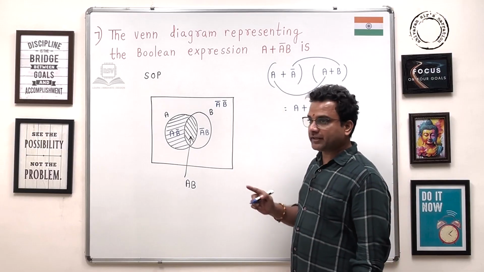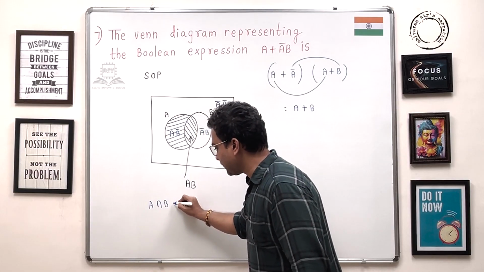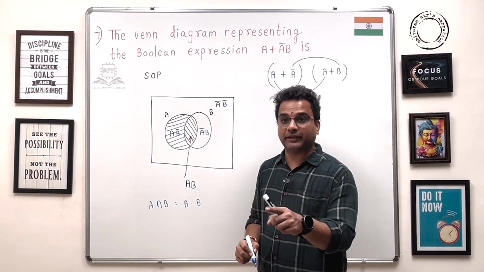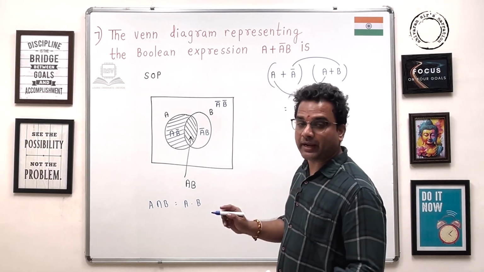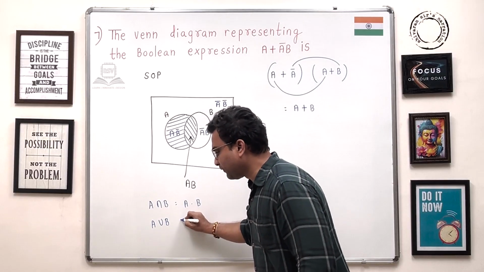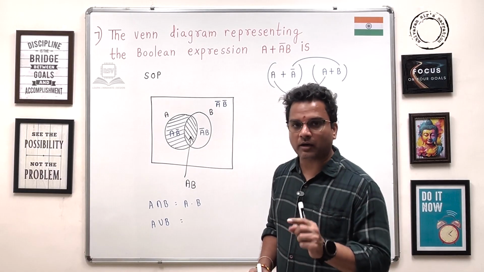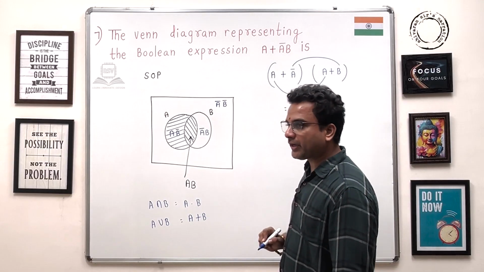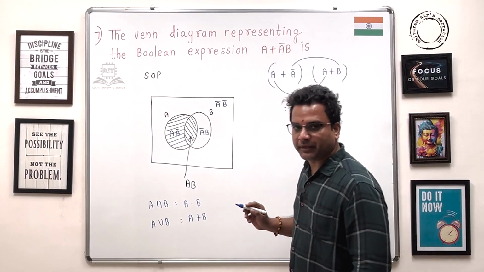Remember guys, if it is A intersection B, that will be A into B, because the common portion, right, when both inputs are high, then only output will be 1. That means here A intersection B is A into B, A and B. Similarly, if it is A union B, then if any one of the input is 1, your output becomes 1, right? That is possible in OR operation. So it is A plus B. Okay, so we got A plus B means it is A union B.